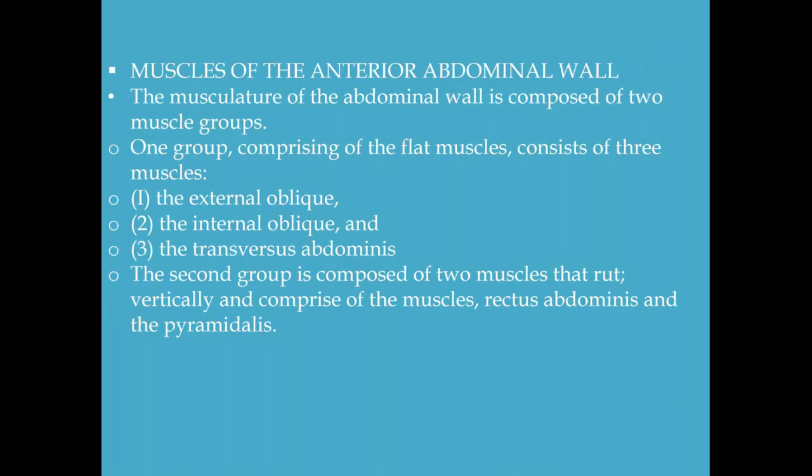So, what about the muscles of the anterior abdominal wall? The musculature of the abdominal wall is composed of two muscle groups. One group comprises the flat muscles, which consist of three muscles: the external oblique, the internal oblique, and transversus abdominis. These are the important muscles which form the rectus sheath. And the second group is composed of two muscles that run vertically, rectus abdominis and pyramidalis. These are the other two muscles.